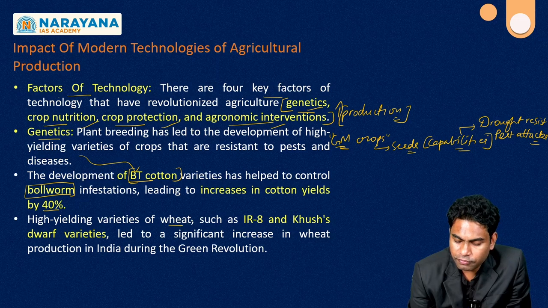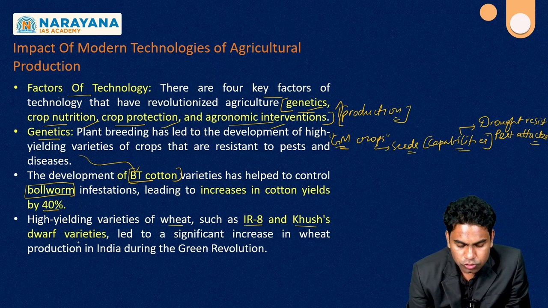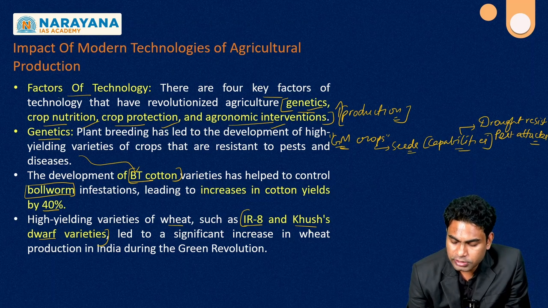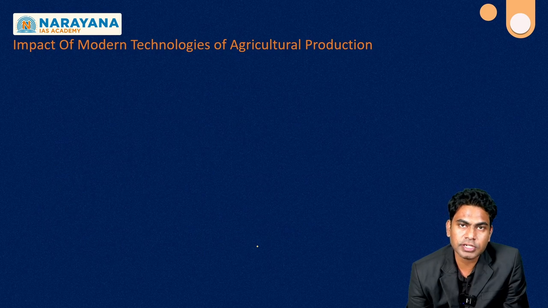Next, we have wheat varieties such as IR8, Kushal dwarf varieties, etc., that have led to a rise in production. Wheat production has increased in the Green Revolution. That itself is an indication.